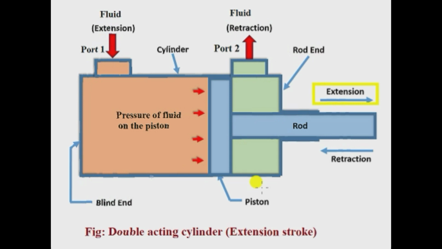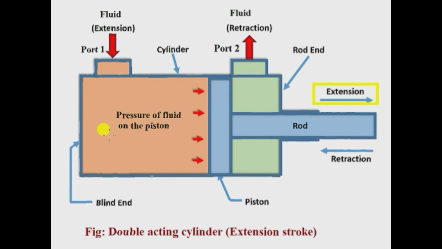Now let us discuss the cases: case 1 is during extension, that is forward stroke or forward movement, and case 2 is during retraction, or return movement or reverse direction. Let us discuss case 1, during extension or forward direction. When the fluid is supplied into the cylinder from port 1, the pressure of the fluid on the piston forces the piston to move towards the right side, the rod end side.